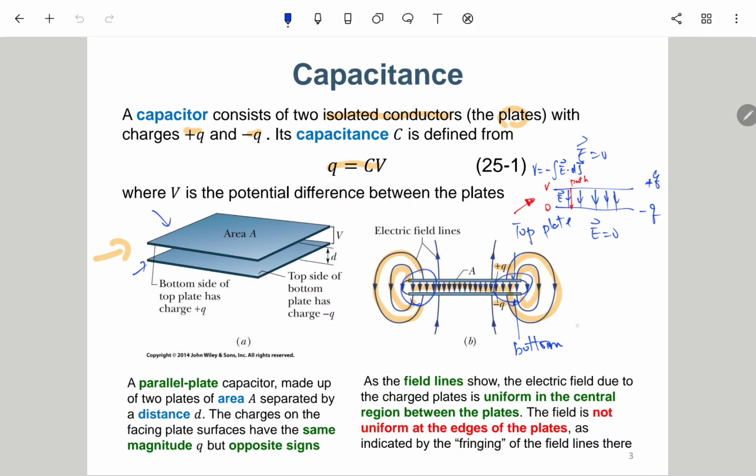So the SI unit of C is what? It is farad, F-A-R-A-D. Although you don't need to remember how to spell it, it is F. C is coulomb, the SI unit for charge. For the capacitance, the SI unit is capital F, farad.